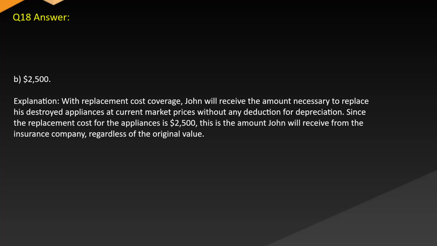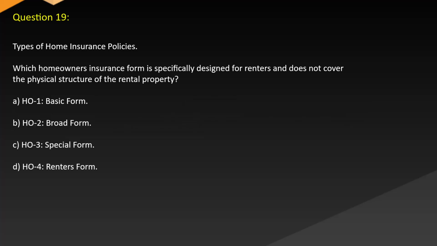Answer. B. $2,500. Explanation. With replacement cost coverage, John will receive the amount necessary to replace his destroyed appliances at current market prices without any deduction for depreciation. Since the replacement cost for the appliances is $2,500, this is the amount John will receive from the insurance company regardless of the original value. Question 19. Types of home insurance policies.